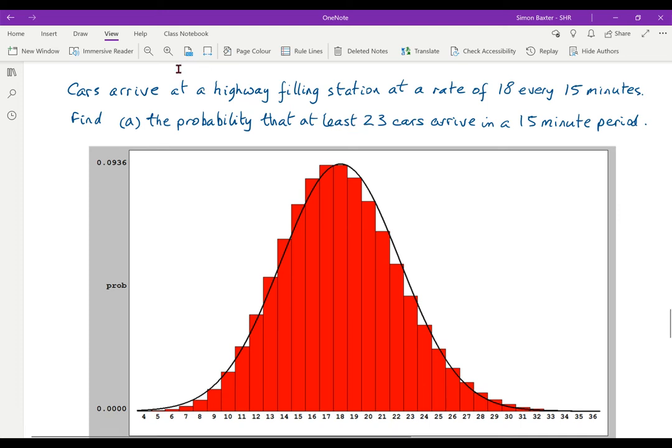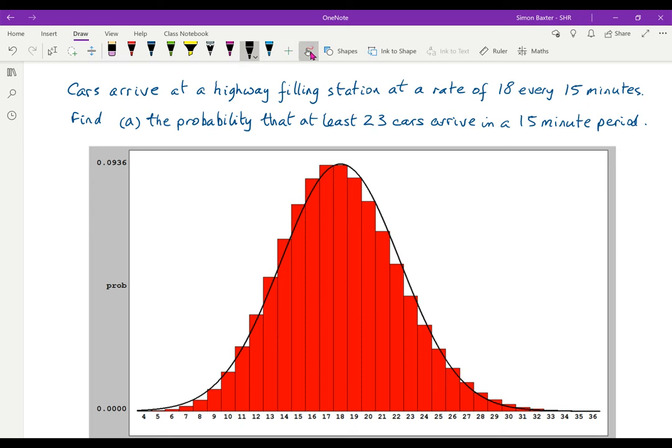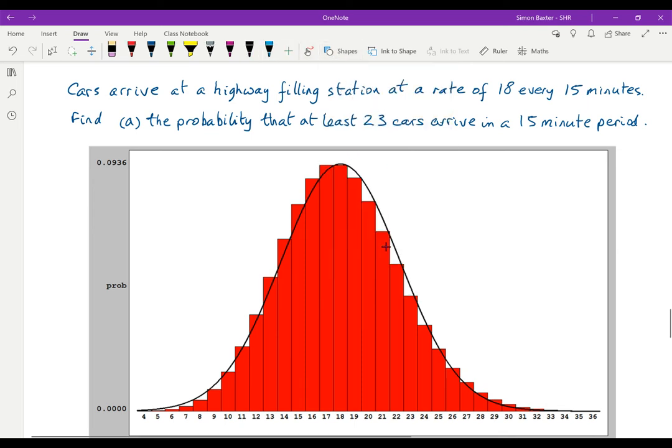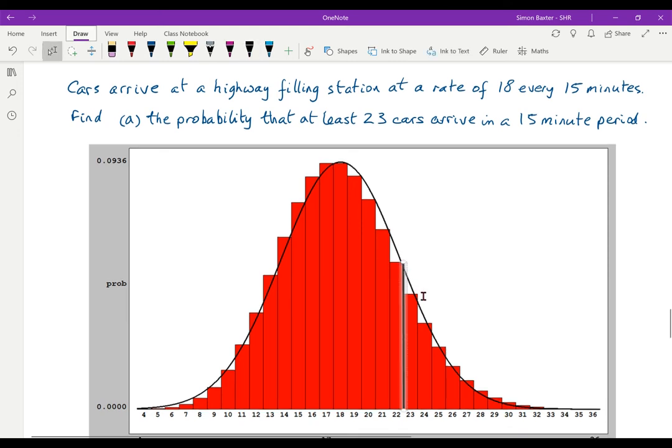Exactly the same as when we had the binomial. When we start using an approximation which is a continuous curve, we have to be very careful about where we start. We want to start here. We want to include 23. If I want to include 23, I must start where the purple cross is, and I must take the area which is above 22.5.